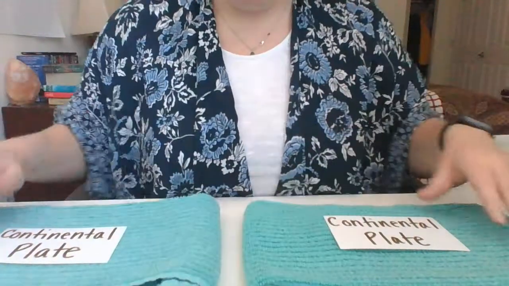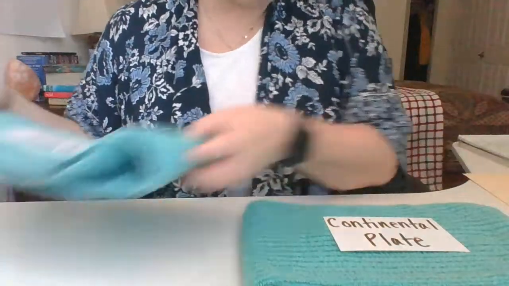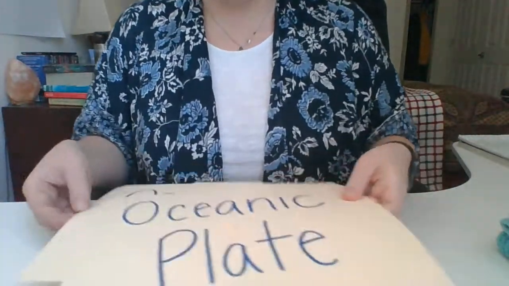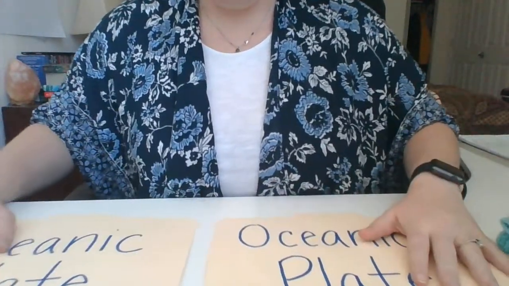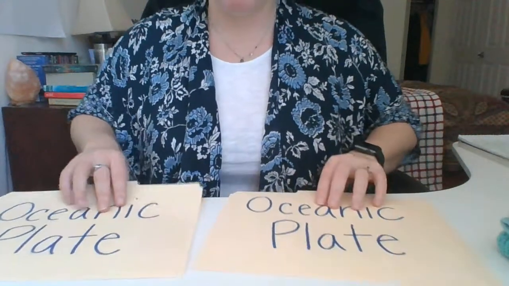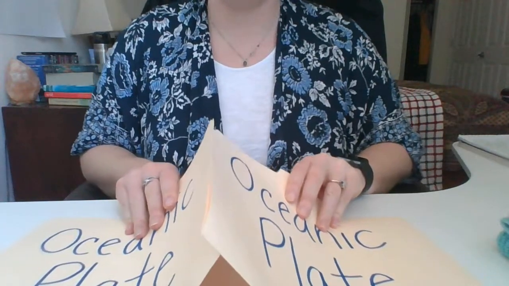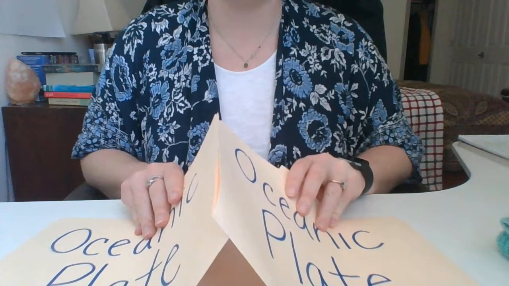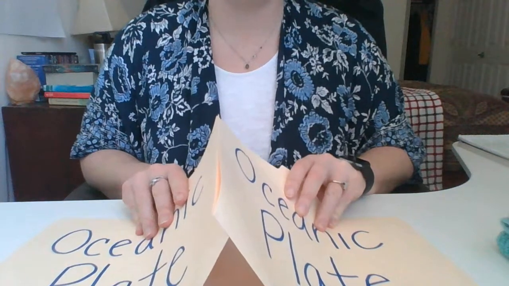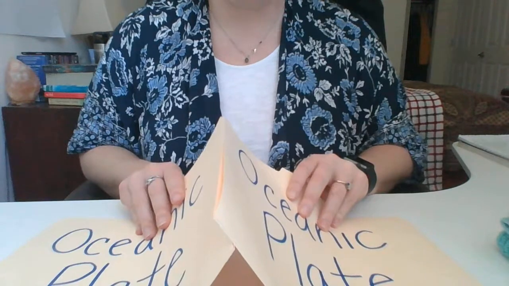All right, so that was continent on continent. Similar things happen when you put two oceanic plates converging on each other. So in this case, we have our oceanic and our oceanic. If they were to do this, they're going to rise up. It's hard to do with paper, but they're going to rise up and they're going to crest in the middle like that. It's very similar to the continental and continental.